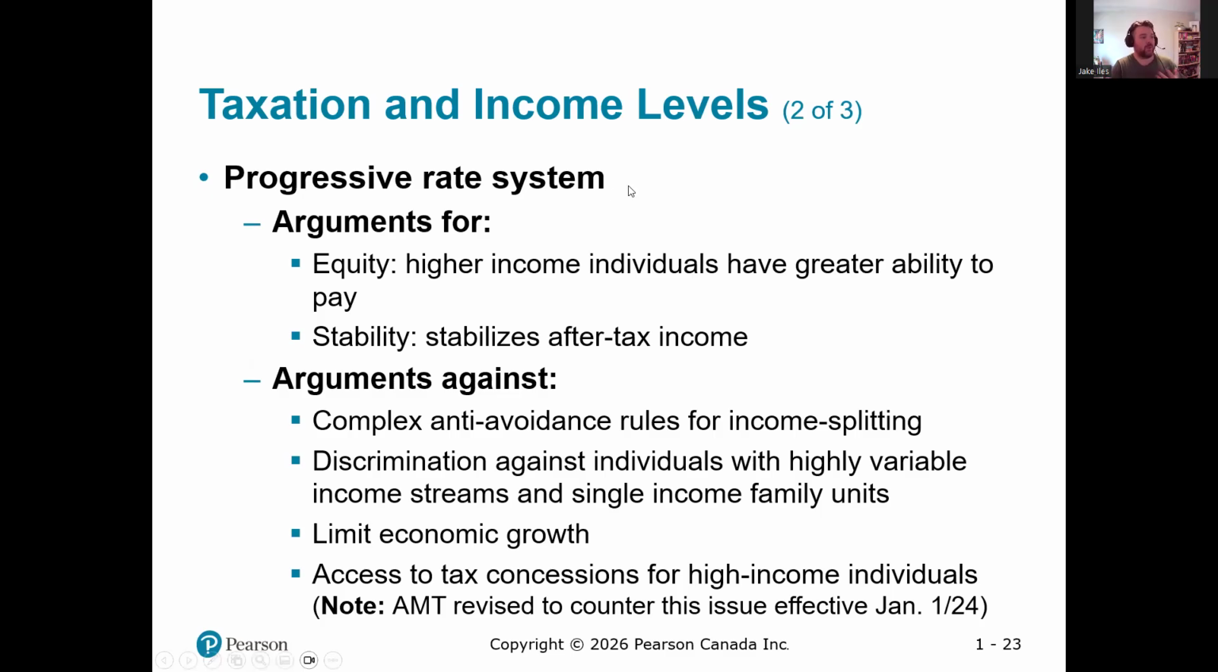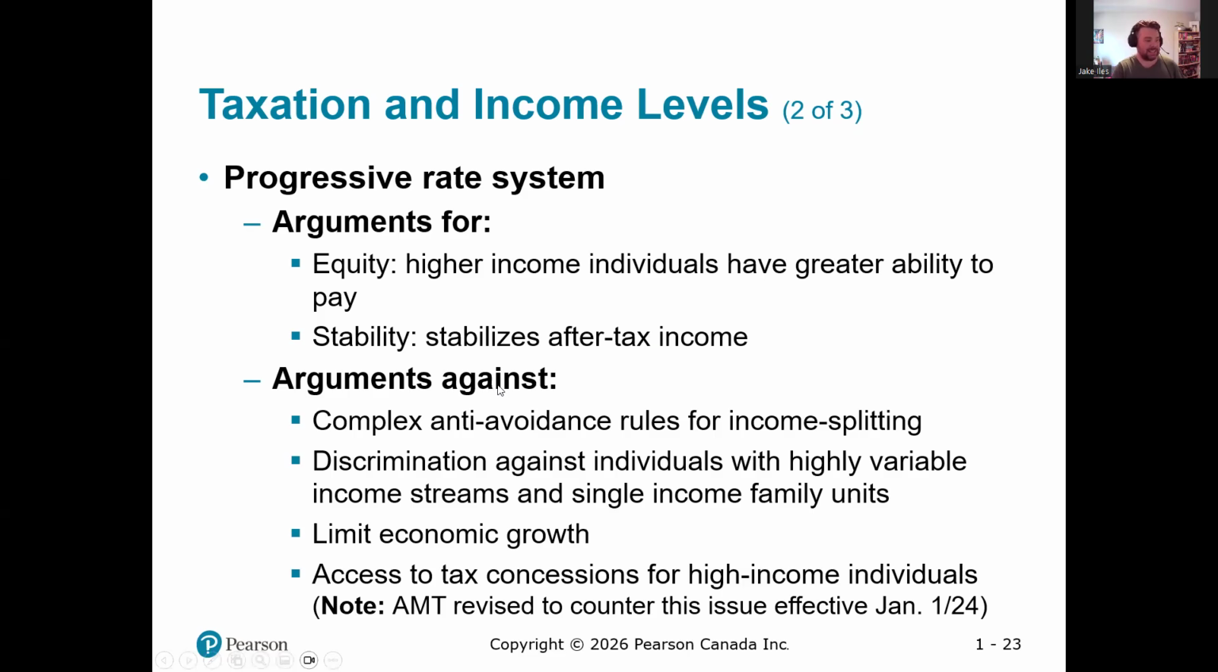So, the arguments for a progressive system are equity and stability. Higher income individuals have a greater ability to pay, and it stabilizes after-tax income. Individuals who make more and more money, in order to protect themselves from those higher tax rates, may choose to make a more level amount of money. They want a more predictable amount of taxes each year. So it incentivizes stabilizing income amounts.